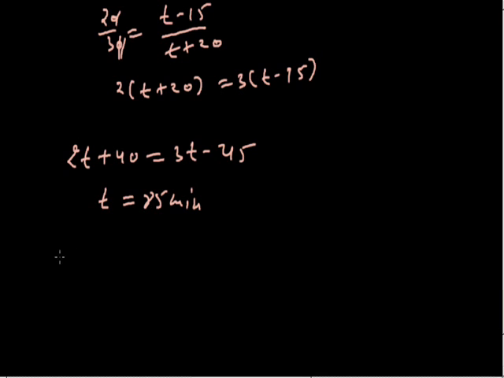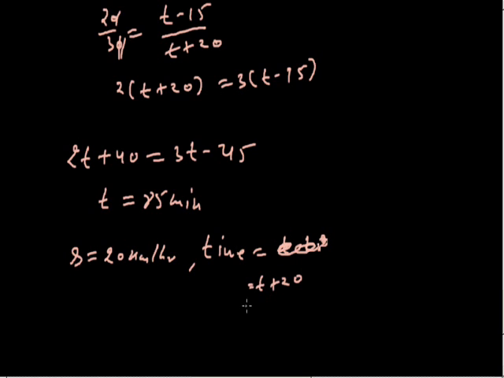Now it is given that when the speed is 20 km per hour, the time is t plus 20, which is equal to 85 plus 20, that is 105 minutes. We see that when speed is 20 km per hour, the time is 105 minutes.